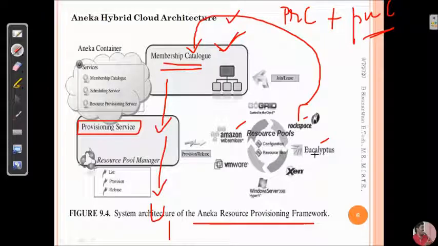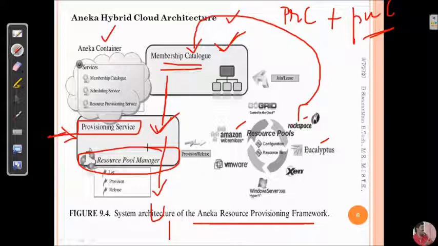If we are requesting a resource from the public cloud, before it can be utilized by the provisioning services, it has to be registered under the Aneka container. Once it has been registered, the registered resources can be scheduled and provided by the resource provisioning services. Those resources have to be collected in a resource pool.